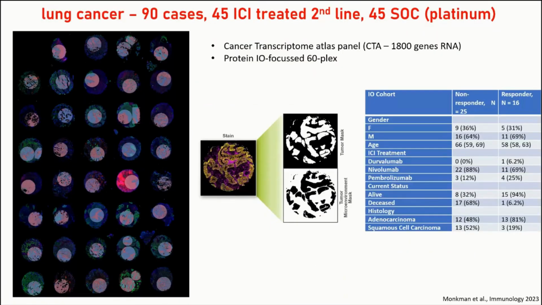So this is looking at, in lung cancer, we had 90 patients, 45 treated with immune checkpoint inhibitor therapy in the second line setting, 45 treated with standard of care platinum therapy, and we ran 2 assays on it, looking at the transcriptome and the targeted proteome. And we gated on a marker, cytokeratin, to identify the tumor. And we looked at the non-tumor regions by looking at the non-cytokeratin positive regions. And so for every patient core within these tissue microarrays, we had a tumor and a tumor microenvironment or stromal mask where we had the transcriptome and targeted proteome data.